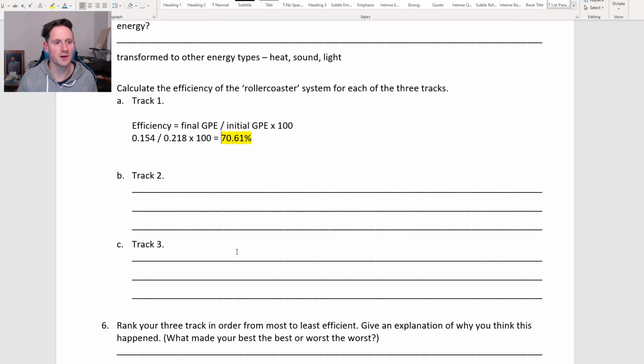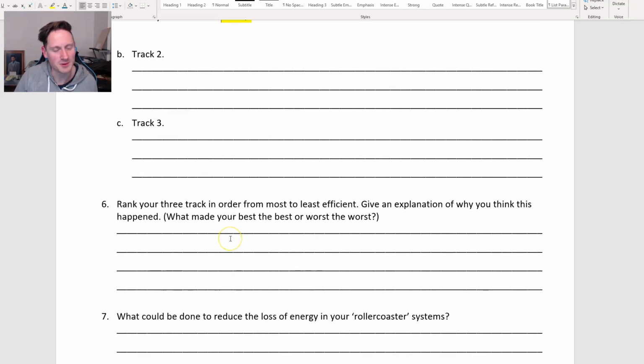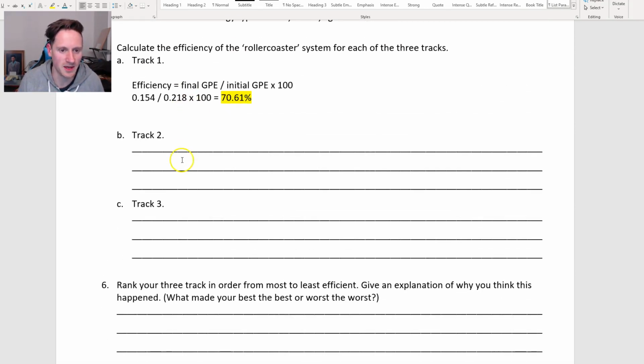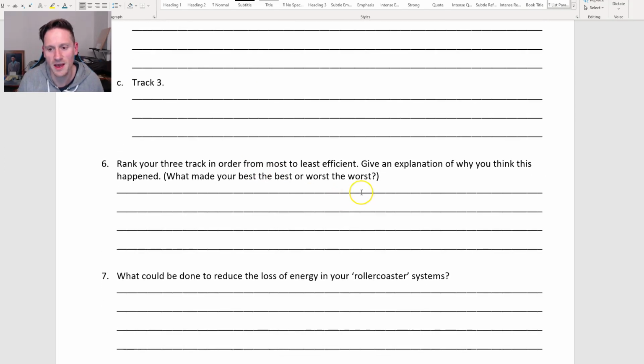Now, guys, that's really important if you're someone that's designing something like a roller coaster, because you want it to be efficient. That's why roller coasters have the hills and then the steep descents and then the next bit goes up a little bit. And what a great explanation. It's really important to keep that efficiency percentage to reduce the costs if you were someone that was running a theme park. Rank your 3 tracks in order from most to least efficient. That's pretty easy because it's just looking at the percentages.